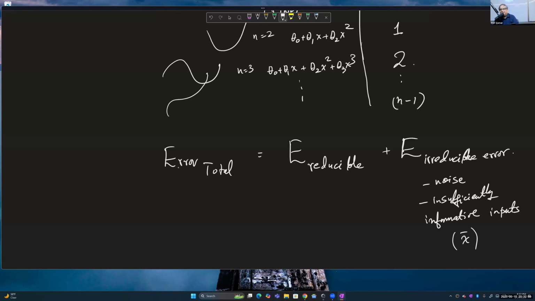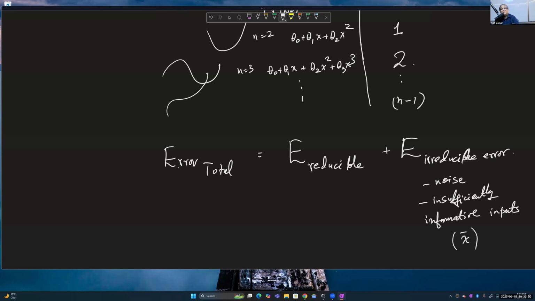So irreducible errors speak to two things: inherent noise in the data and the insufficient informativeness of the inputs that you have taken. It is not the whole reality. But the fact that you're looking at a partial reality is reflected in the fact that you have irreducible error in the model. Then there are reducible errors. What are reducible errors?